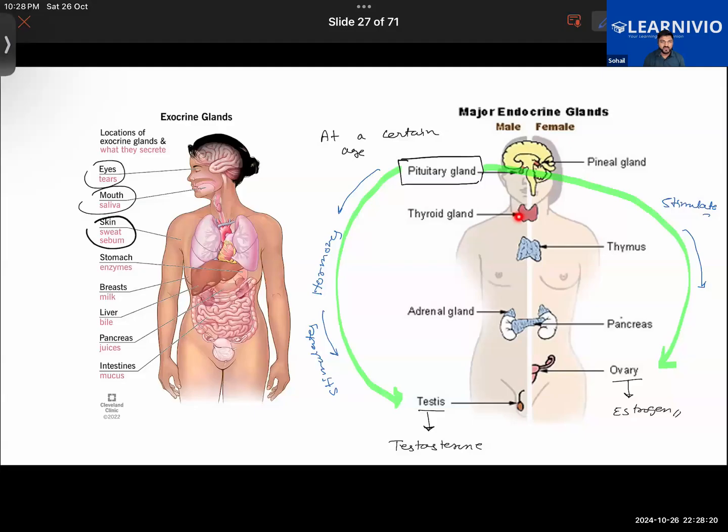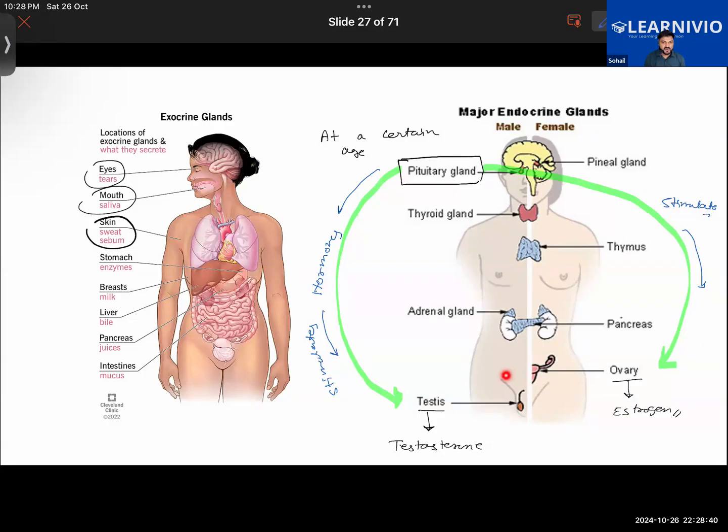Plus there are some other glands, like the thyroid gland. It will secrete a hormone by the name of thyroxine, which will go into the blood. The adrenal gland will secrete adrenaline hormone, which goes into the blood, right? So these glands, their secretions will go into the blood, but we have some exceptions here, like testis and the ovary.